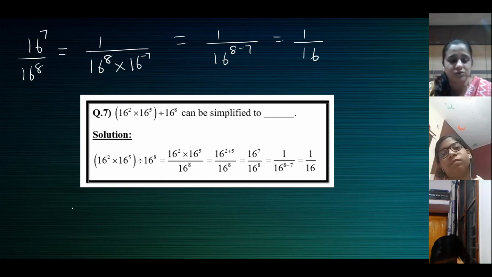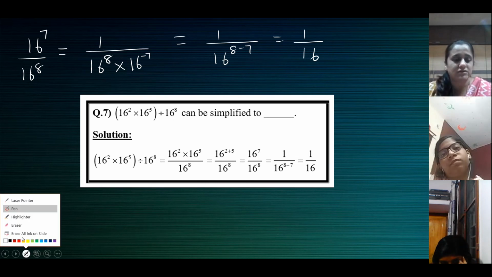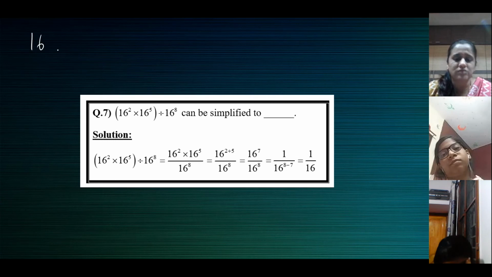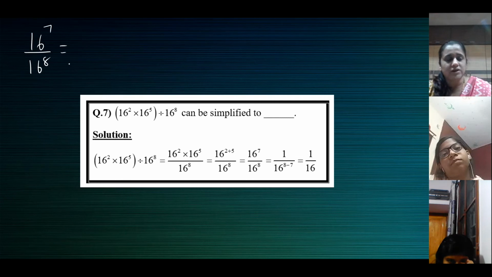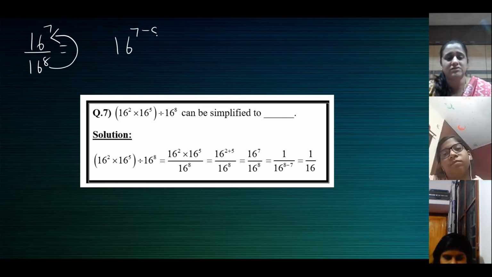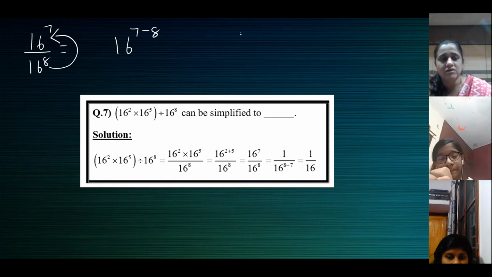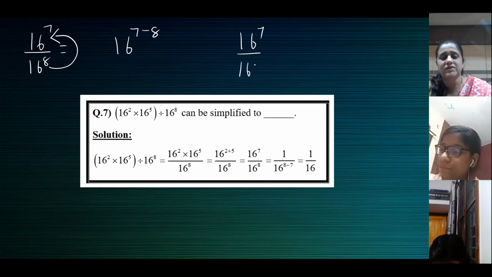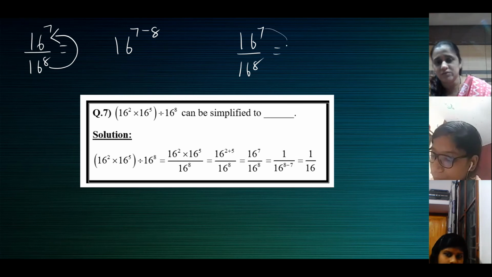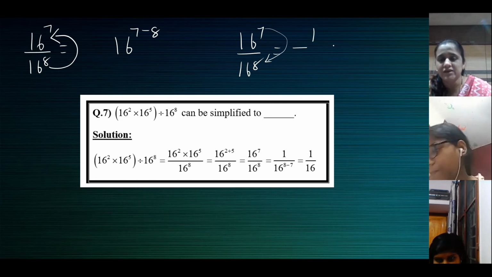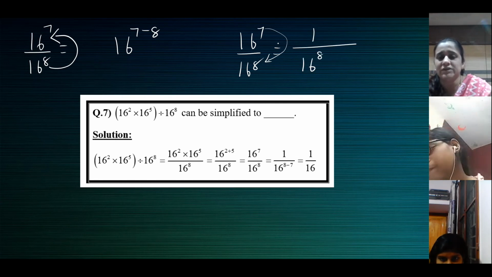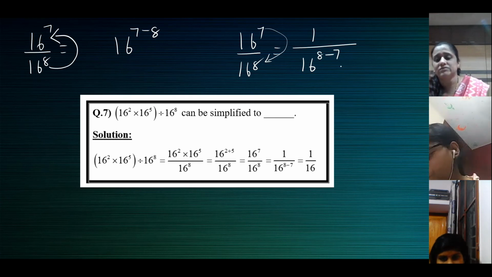In very, very simple words, you can also write it like this. I'm trying to explain what you see on the screen. You can either take this up, in that case it will be 16 to the power 7 minus 8. Or 16 to the power 7 by 16 to the power 8 is equal to, if you want to bring this one down, 16 to the power 8 is in the denominator. So it will be 1 by 16 to the power 8 as it is in the denominator. 7 comes down, so it will be minus 7. Plus 7 will become minus 7.